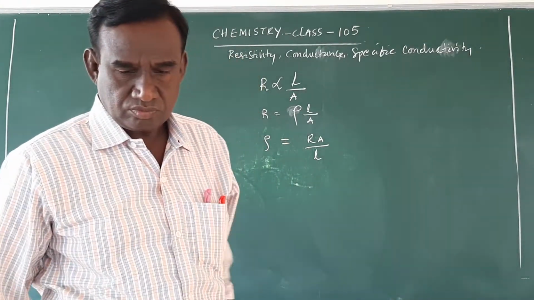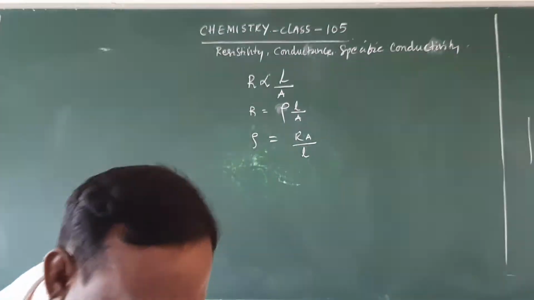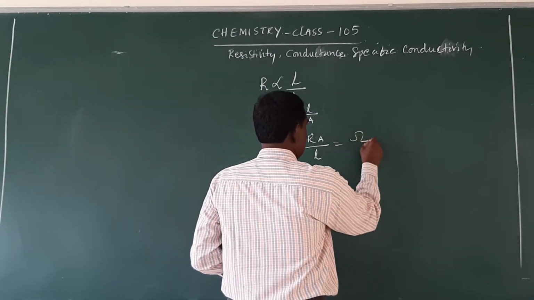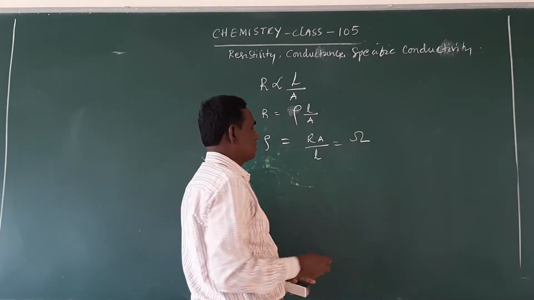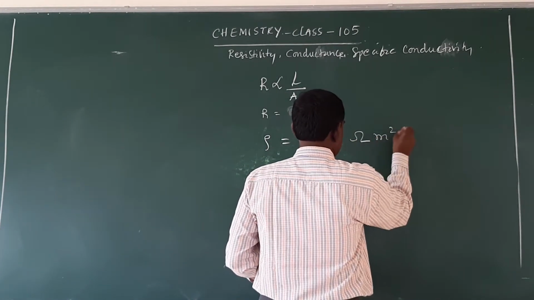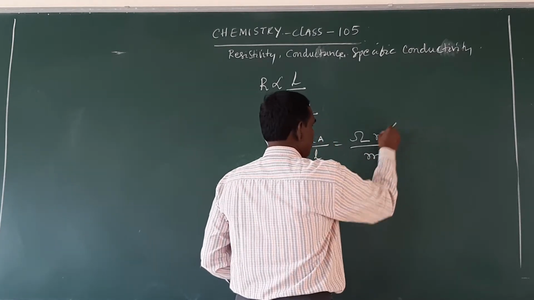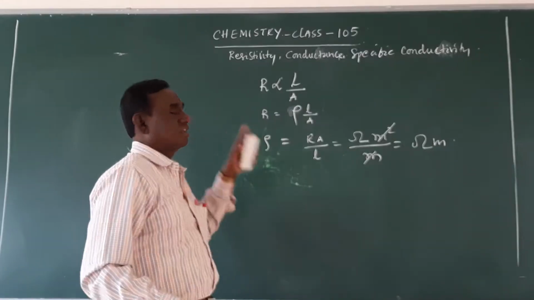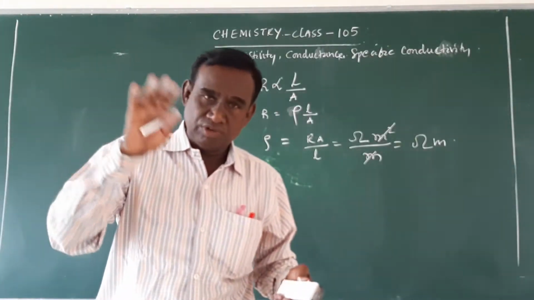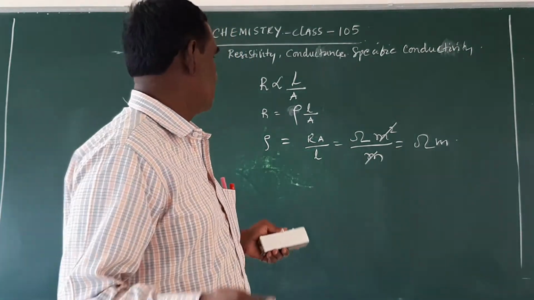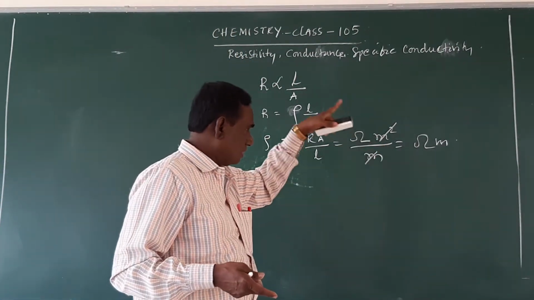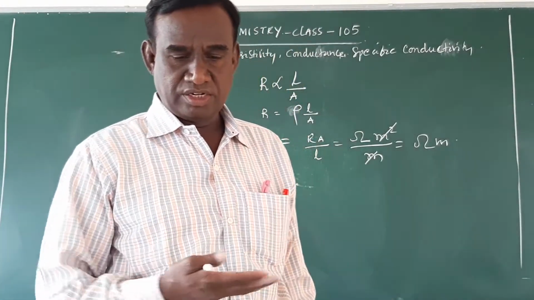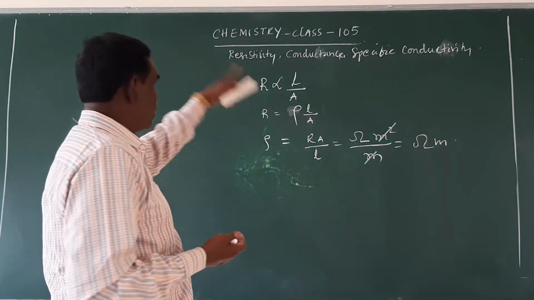If you take the unit for this, resistance is denoted in ohms, area of cross section is m squared, and length is m. If you cancel m and m, you will get ohm meter, or ohm centimeter. That is the unit for the specific resistance or resistivity of the material. Rho is defined in terms of ohm meter or ohm centimeter. So that is called the resistivity of the material.